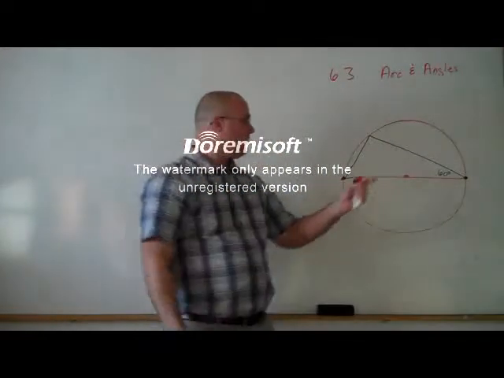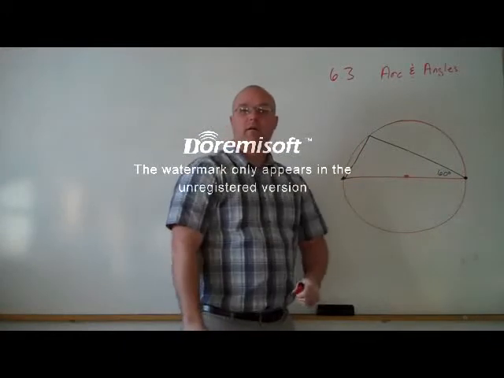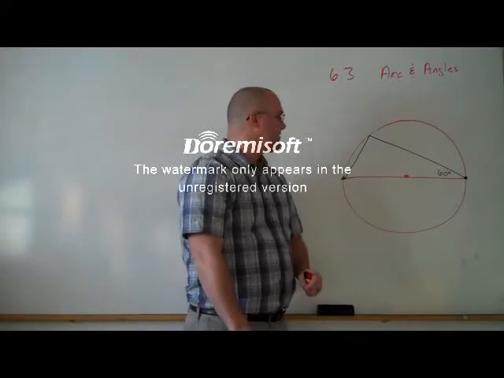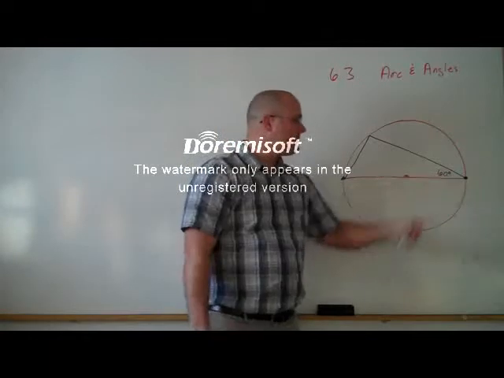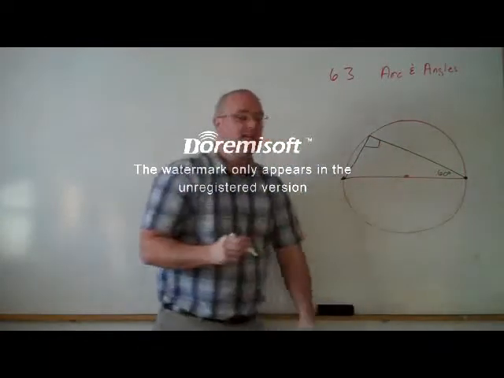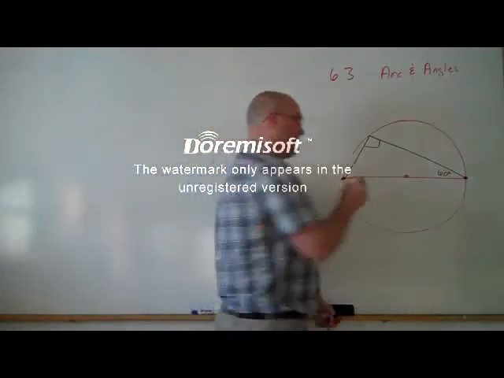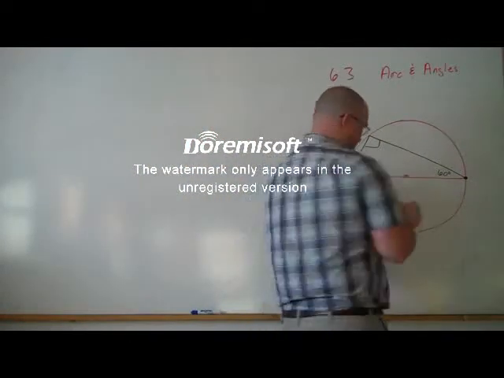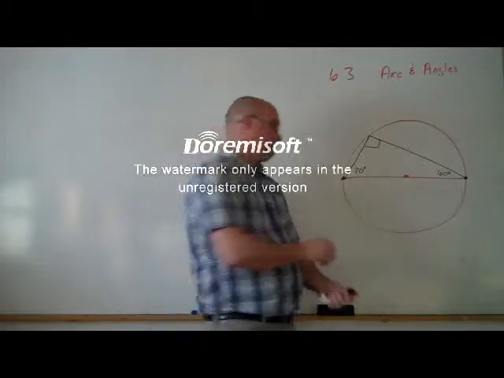Alright, one of our conjectures: an angle inscribed in a semicircle touches both endpoints. This is 60 degrees, so that has to be 90. So what does that have to be? Has to be 30 degrees.